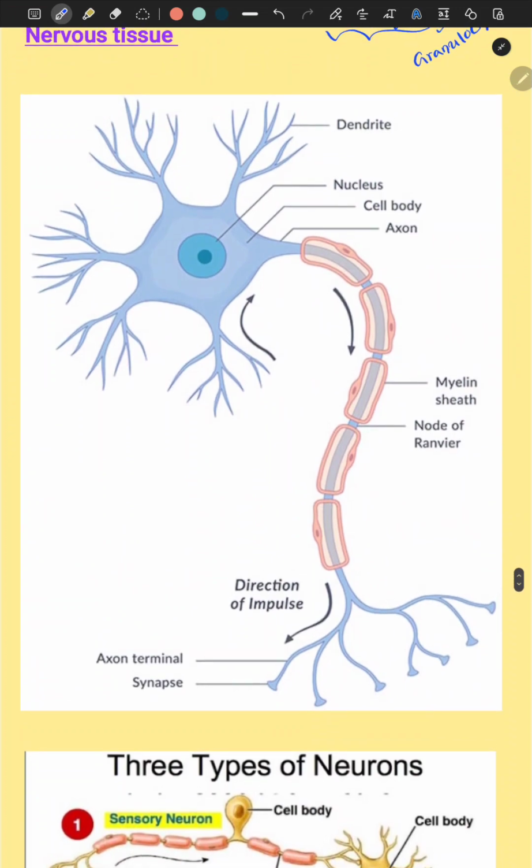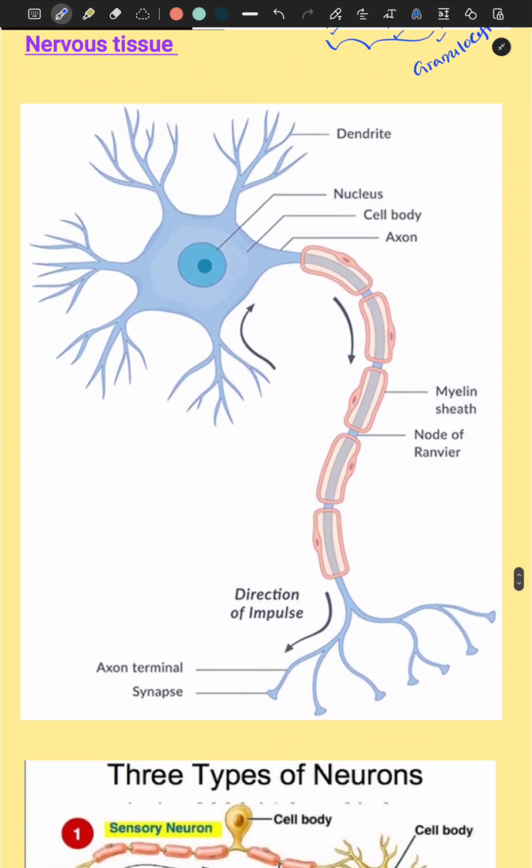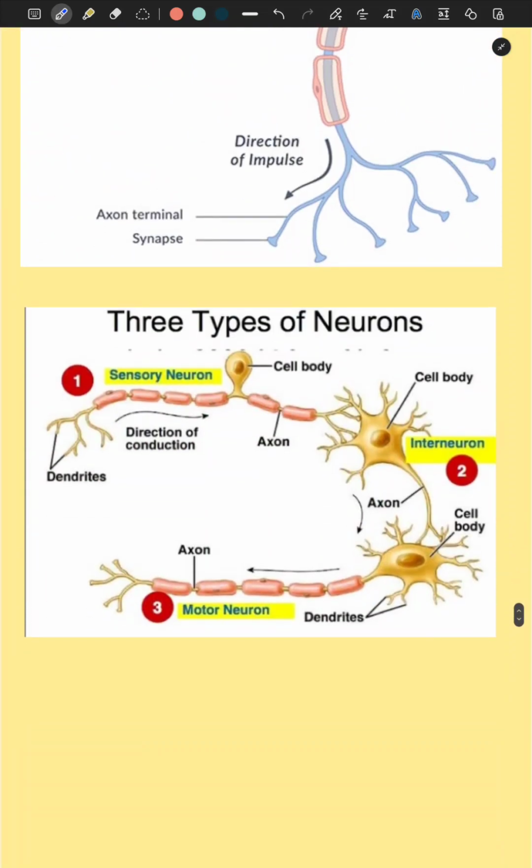The last animal tissue type is nervous tissue. The nervous tissue consists of neurons. The structural unit of the nervous tissue is called the neuron. There are three types of neurons. One is the sensory neuron, the second one is the interneuron, and the third one is the motor neuron.